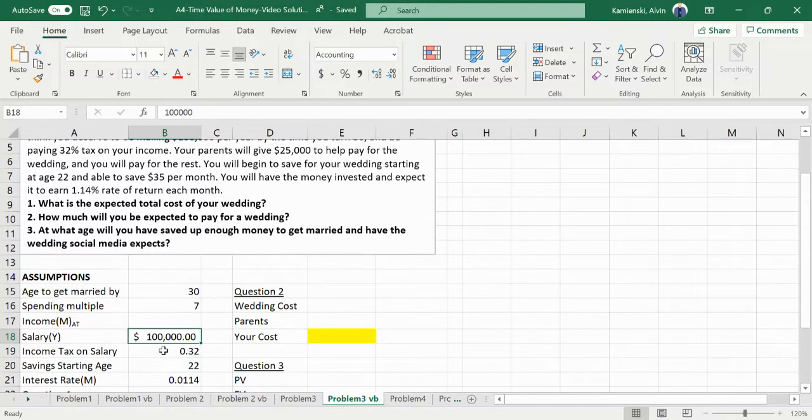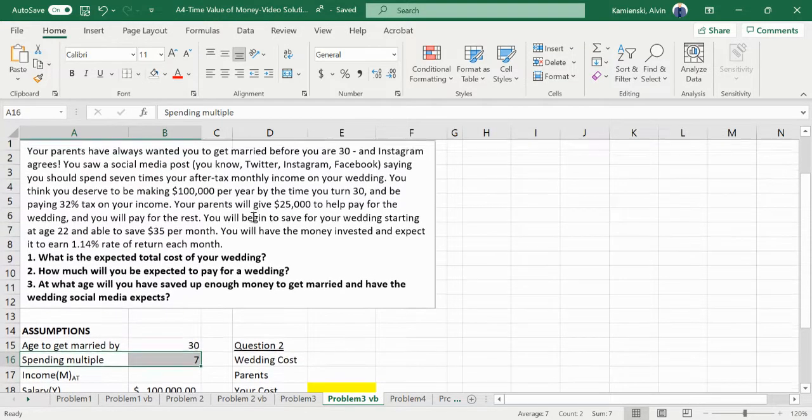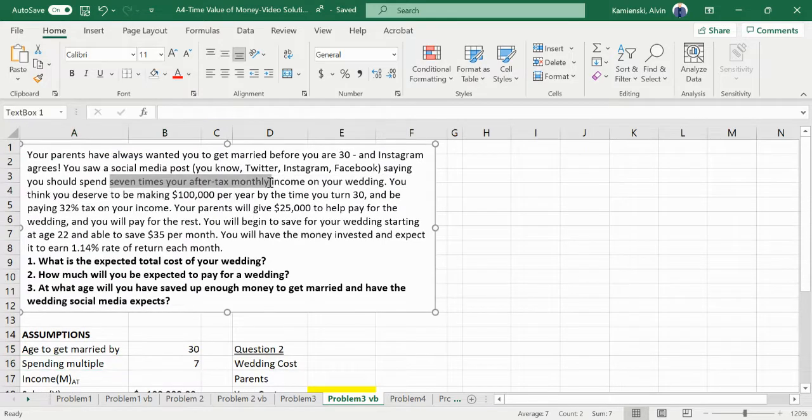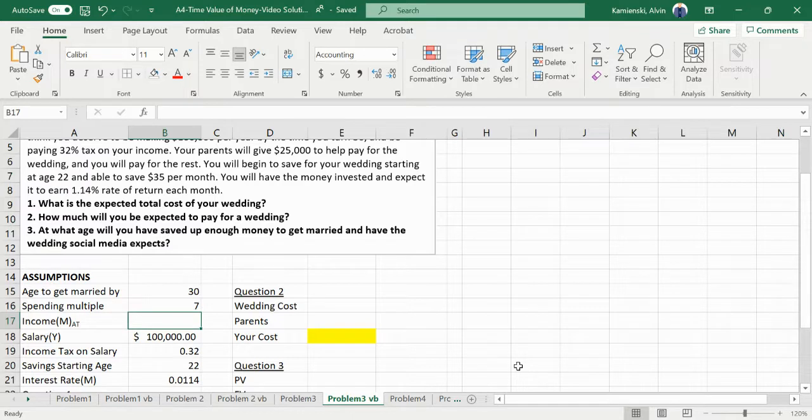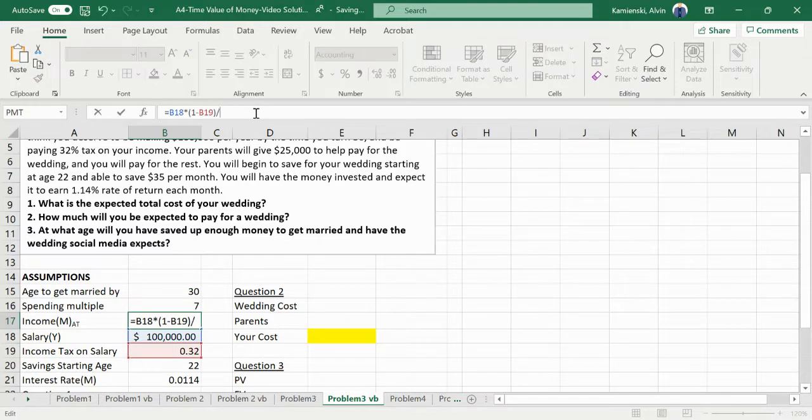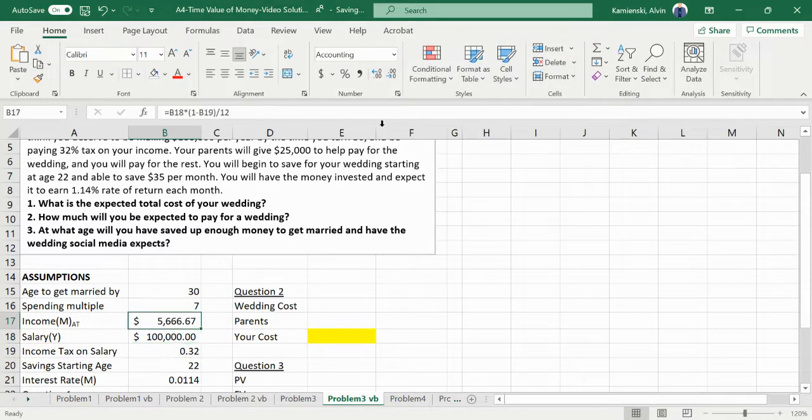year, but we're also being taxed at 32%. But the suggestion was the spending multiple was a monthly multiple, 7 times your after-tax monthly income net. So what we'll do first is take the $100,000 and multiply it by 1 minus the tax rate. That tells us we have $68,000 per year to work with after tax. If we then divide that by 12, that tells us that we have $5,666.67 to play with every month.